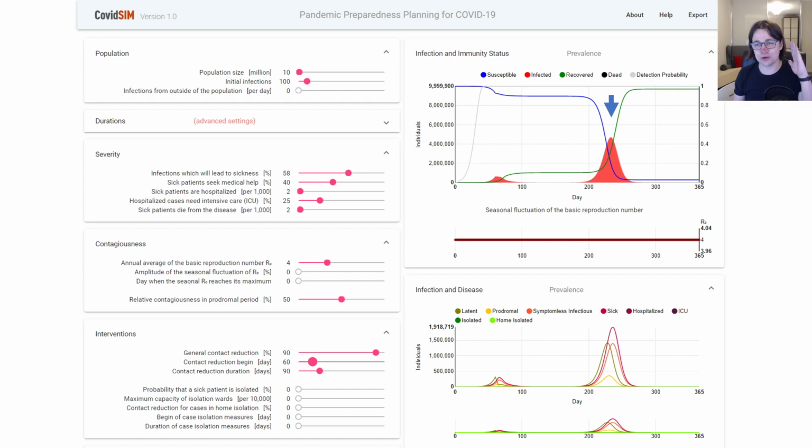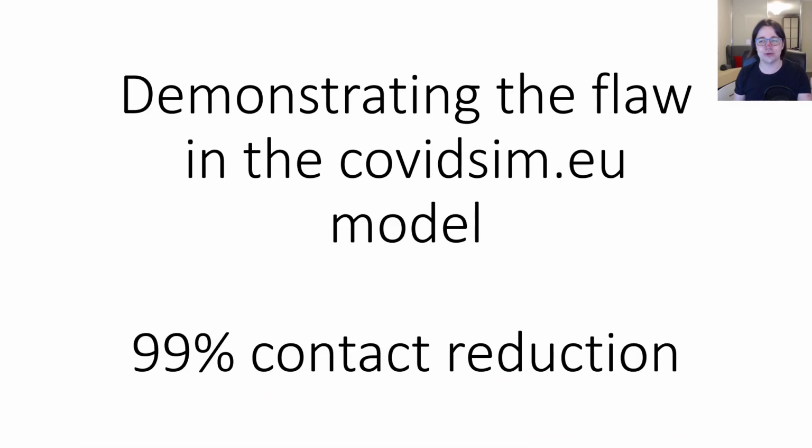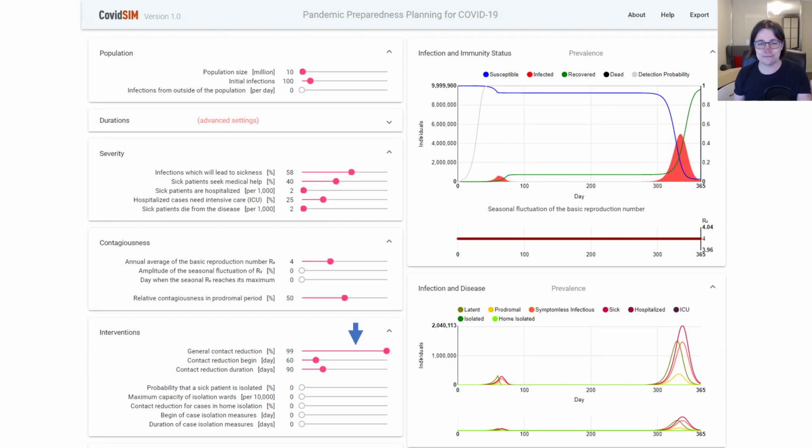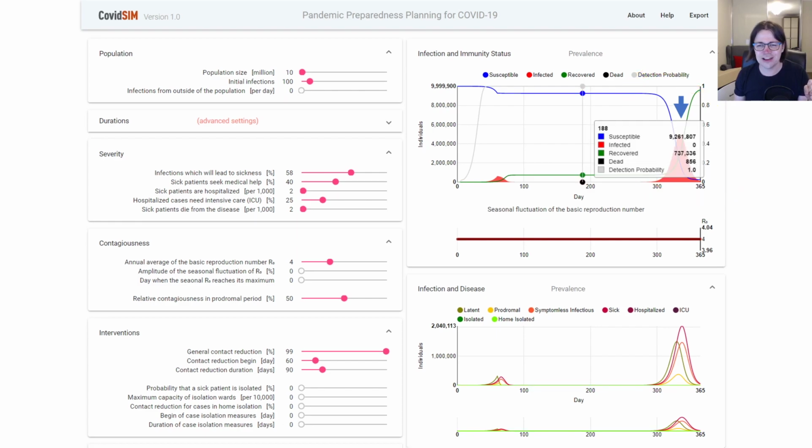So I decided to go completely extreme. What happens if you do instead a 99% reduction for 90 days? So here's 99% contact reduction for 90 days, and you still get back this big peak again. Everyone gets infected again.